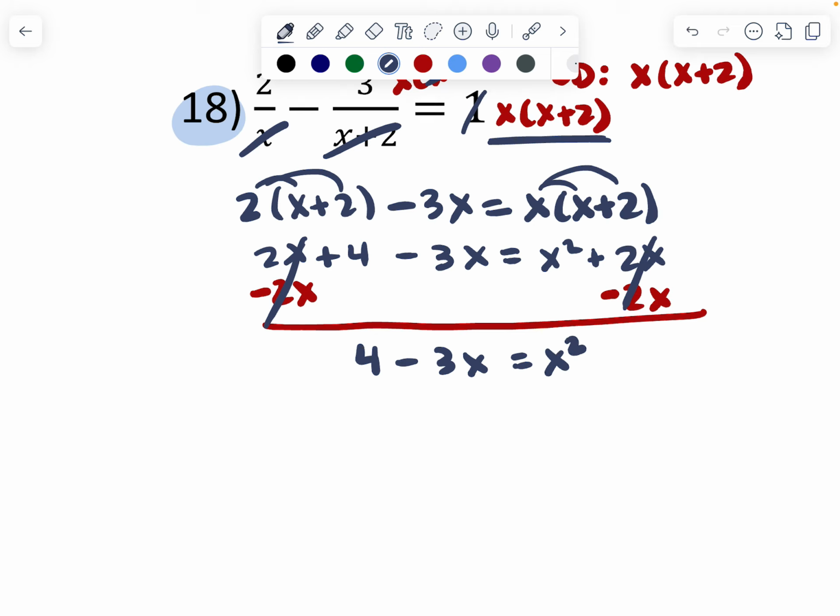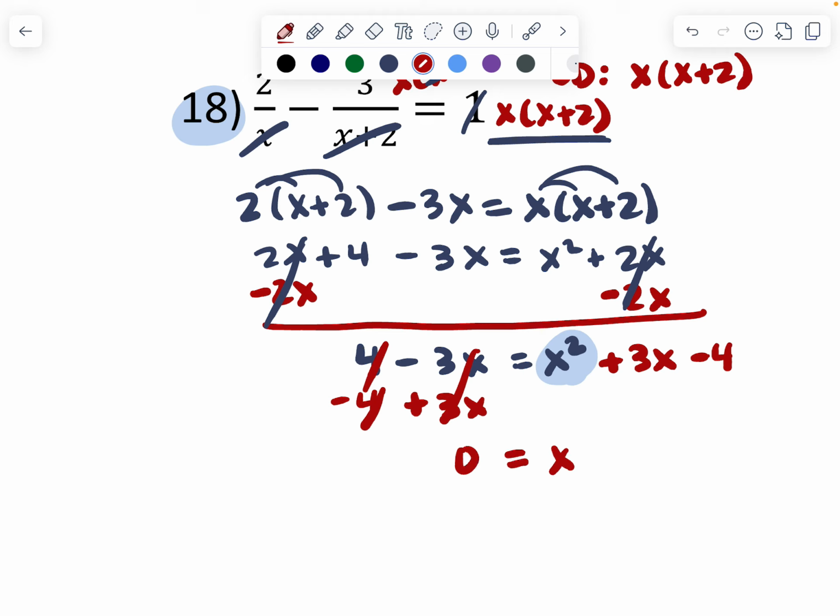Now, because I have an x squared in there, the strategy here is make it equal to 0 and then either factor, complete the square, or quadratic formula. So because the x squared is already positive there, I'm actually this time going to go ahead and move the 3x to the other side. So I'm going to have plus 3x. Does that make sense? And then to move that 4, I'm going to subtract 4, and that's going to cancel out. So my new equation is really 0 equals x squared plus 3x minus 4.